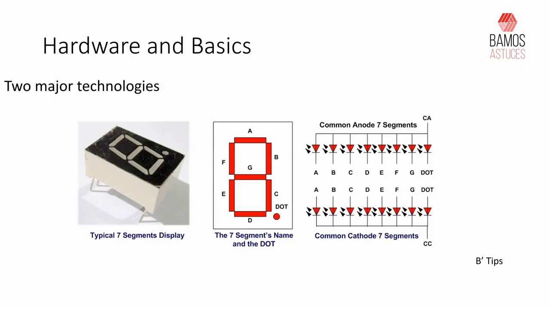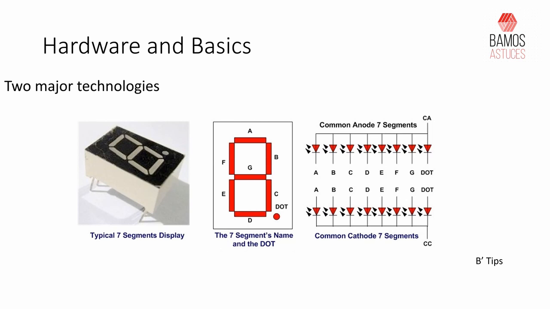So there are actually two major technologies of 7-segment displays. We have the common anode 7-segment displays and the common cathode 7-segment displays. Basically, the difference between those kinds of 7-segment displays is the way we have to turn on the single segments. With the common anode technology, you have to send a logical low to each one of the segments. So you have to send them 0 volt to turn them on.